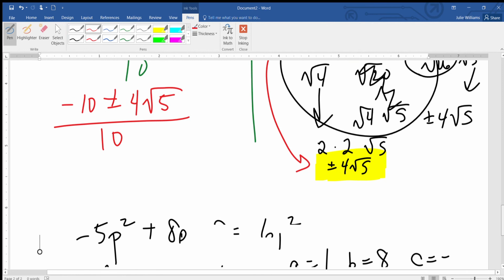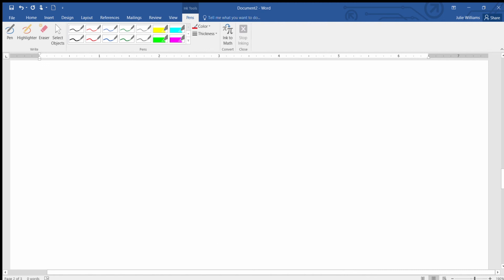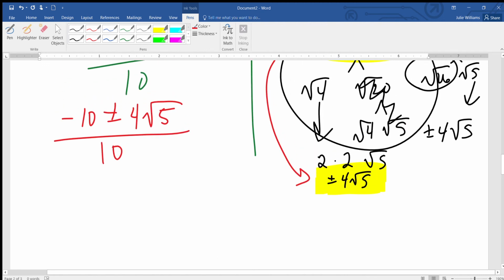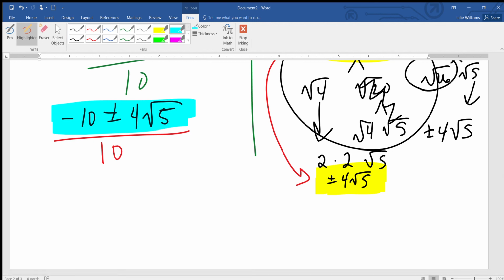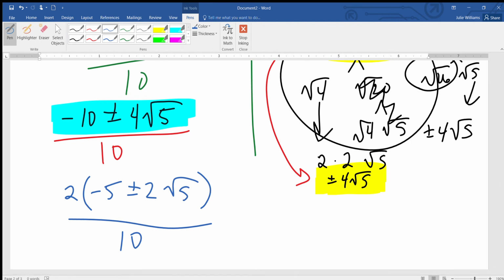Okay, so let's space down a bit. There we go. Let's choose blue for Buckeye. All right, so now I'm looking at this top expression, and I'm looking for the greatest common factor. Negative 10 plus or minus 4 times something. Okay, so I know 2 is common there, so 2 times negative 5 plus or minus 2 times the square root of 5 all over 10. Okay, if I divide top and bottom by 2, this goes away, becomes 1, this becomes 5.